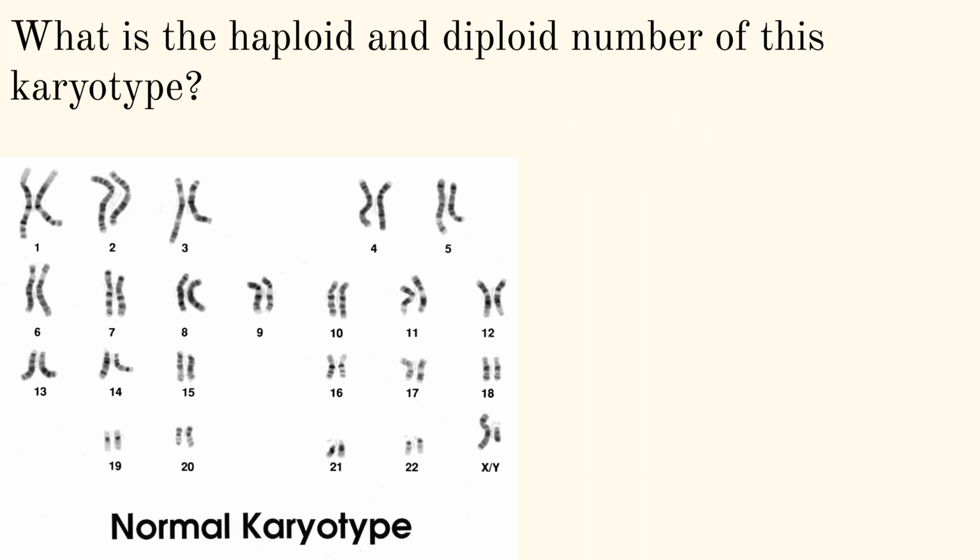Okay, another question. What is the haploid and diploid number of this karyotype? So here you can look at an image of a normal human karyotype. So there are no disabilities, and this individual is a male. But the haploid and diploid number of humans are the same in males and females. It is one constant. Can you determine it? Look at the karyotype, it might help you.